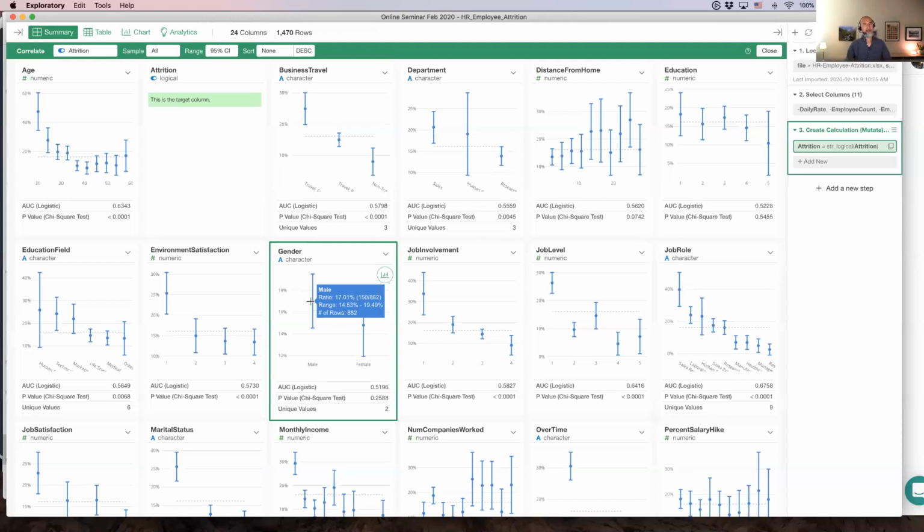So this is kind of tricky, kind of confusing if you're not used to it. Because hey, I have 1,470 employees, all the data. There's no other data. What are you talking about? What is the population?